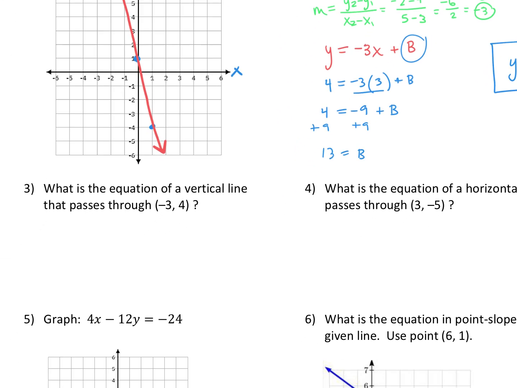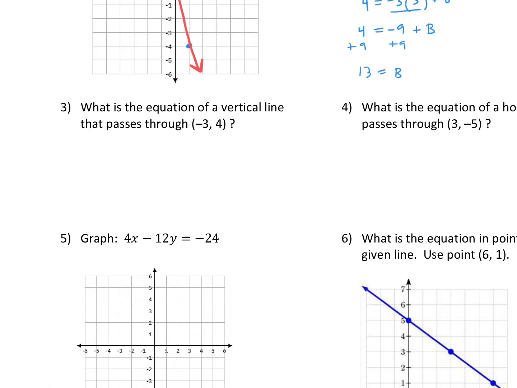All right, number 3. What is the equation of a vertical line that passes through (negative 3, 4)? So I am a very visual person. I like to draw these out. Here's my coordinate plane. And it says that it's a vertical line. That's some key information. And the vertical line is going to look like this, right? So the question is where, I know what a vertical line looks like, so where do we put it? And it does want to go through that ordered pair, (negative 3, 4).